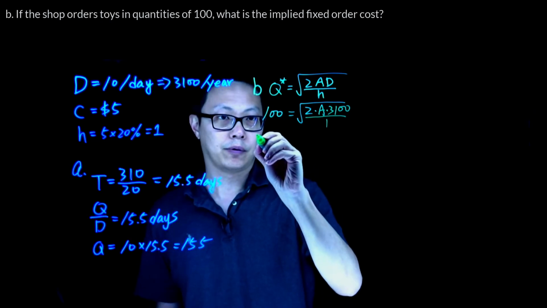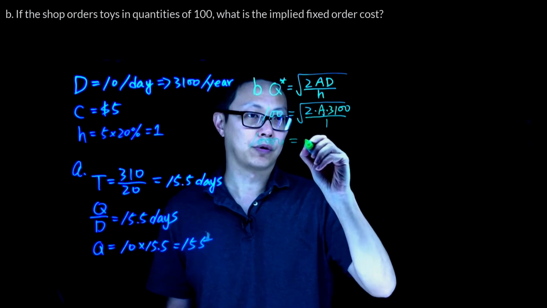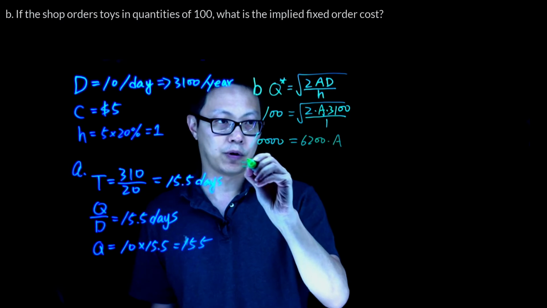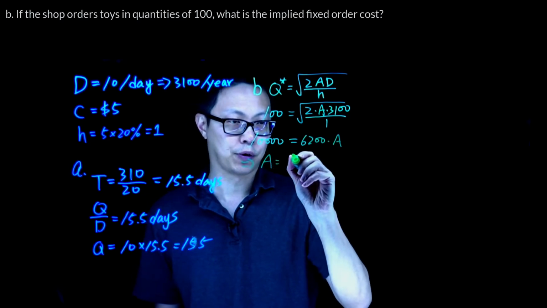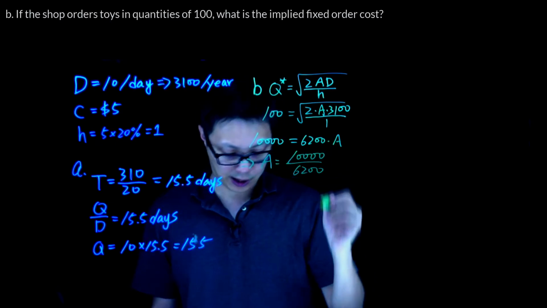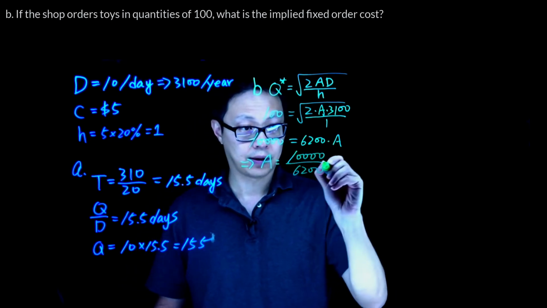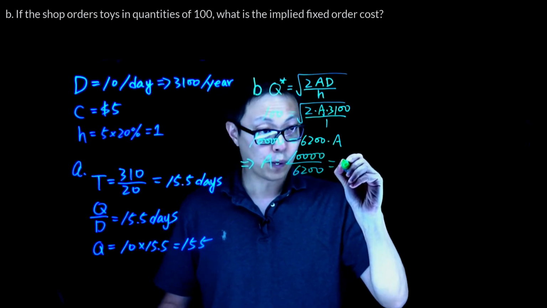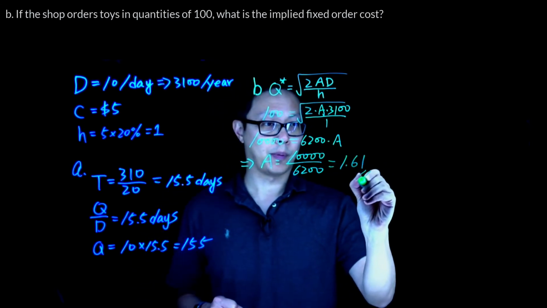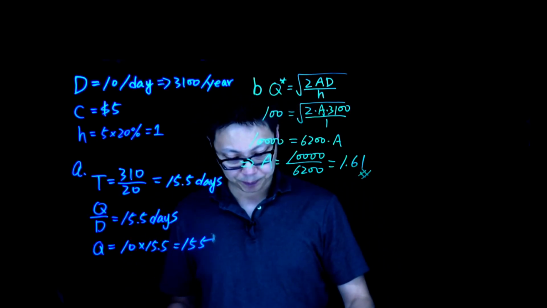So I know 10,000 should be equal to 6,200 times A. In other words, A will be equal to 10,000 divided by 6,200. If my calculation is correct, A will be equal to 1.61. So the setup cost will be 1.61.